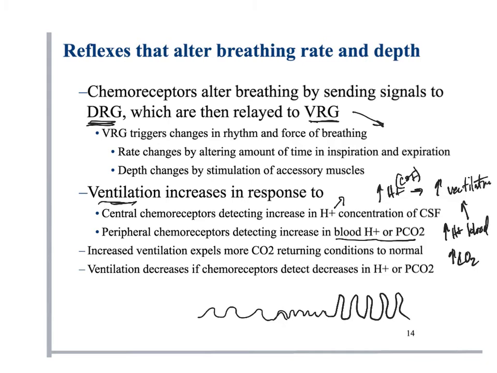increased breathing rate. So what's that going to do? More air goes in and out, which leads to more CO2 leaving the body. Guess what else happens? With increased ventilation, the percentage of CO2 in the body goes down, and you're also blowing off hydrogen ions. Then ventilation decreases if you detect that they're coming back to normal. So it's a negative feedback loop that's happening.